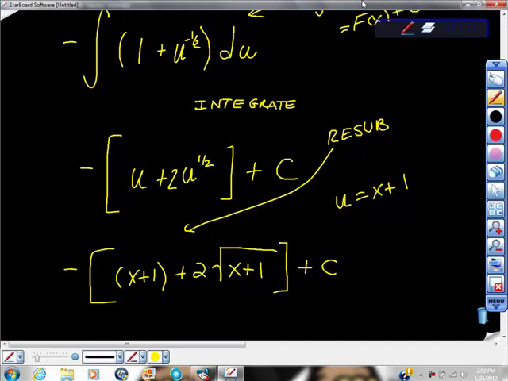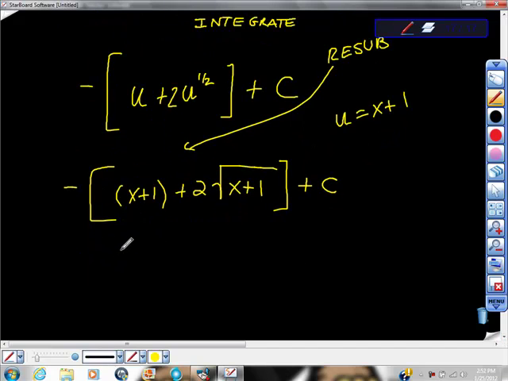And is there any... Oh, look at this. This always freaks everybody out. This will freak you out on the AP exam. Look what happens. We get this here, and this is going to turn into x plus 2 times the square root of x plus 1, plus 1, plus c.